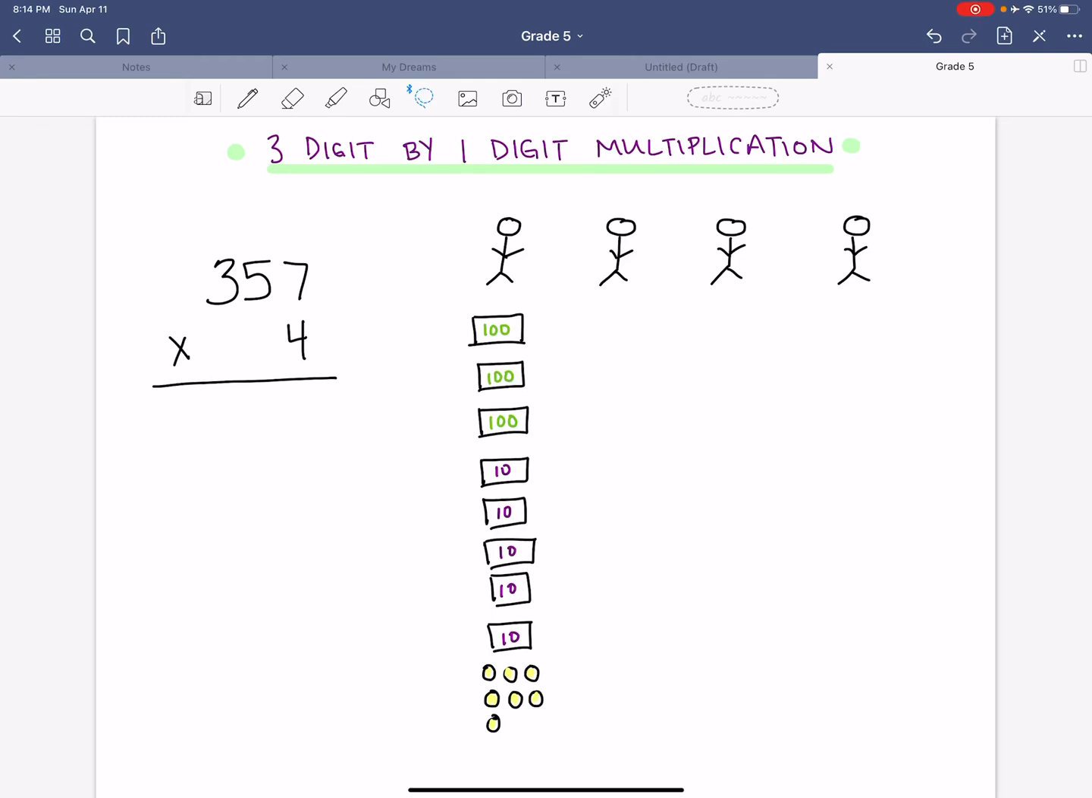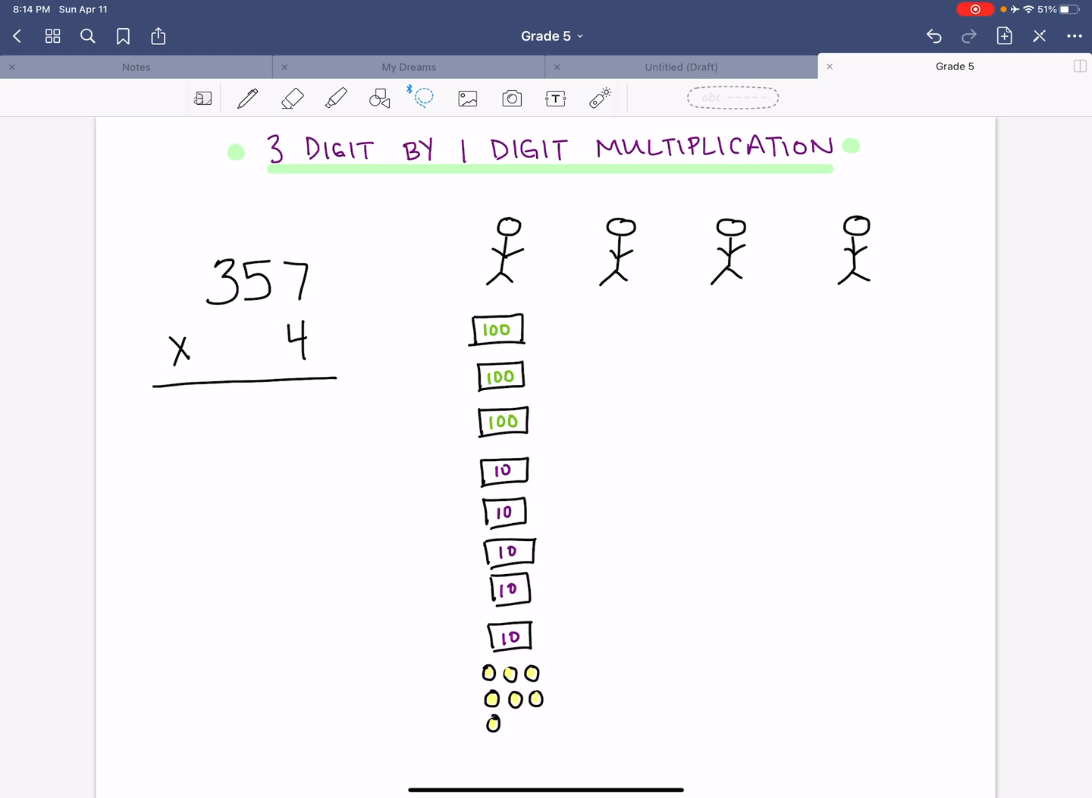Okay, guys, we're going to do a little 3-digit by 1-digit multiplication here. And the steps are really quite easy. So let's get into it. So 357 times 4 is the example that I have here.